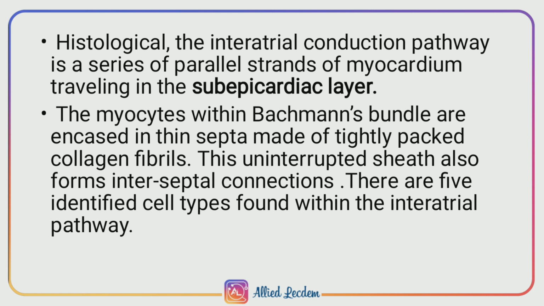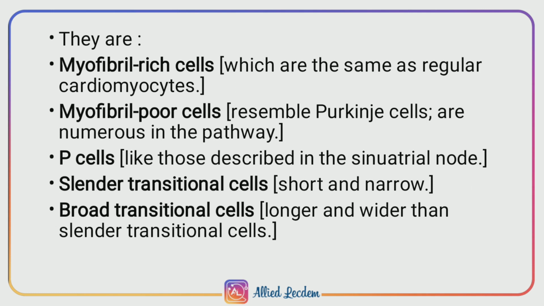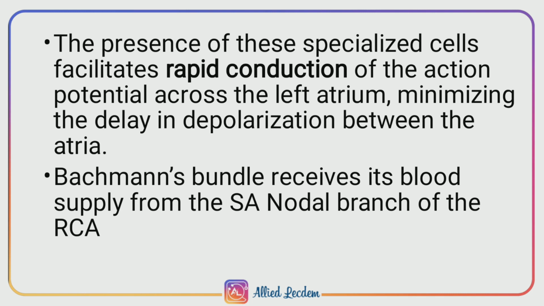There are 5 identified cell types found within the intra-atrial pathway. They include the myofibril-rich cells, the myofibril-poor cells, the P cells, slender transitional cells, and the broad transitional cells. The presence of these specialized cells facilitates rapid conduction of action potential across the left atrium, minimizing the delay in depolarization between the atria. Bachmann's bundle receives its blood supply from the SA nodal branch of the RCA.